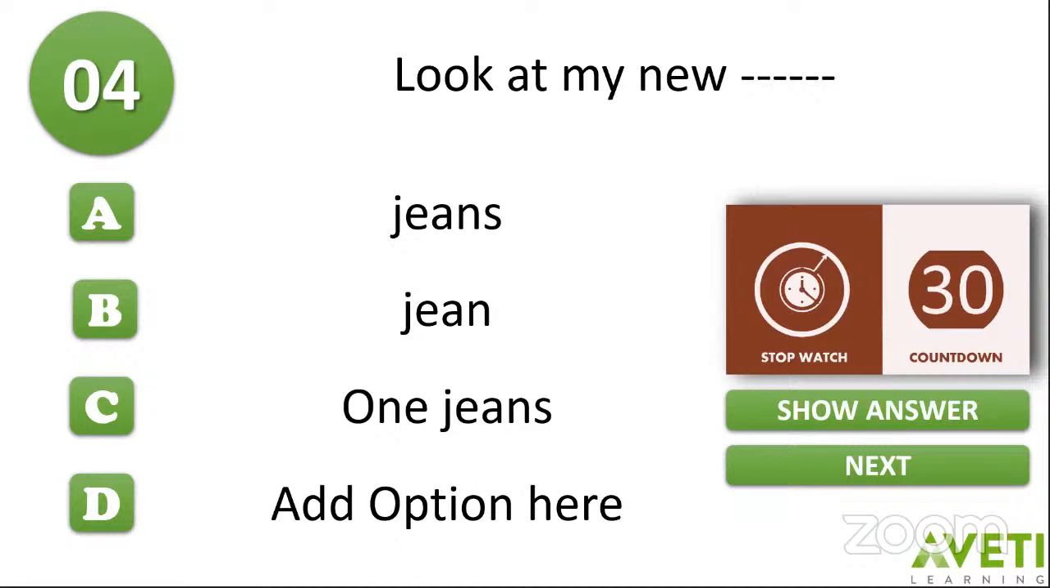All right. So let us see the right answer. The right answer, children, is jeans. Look at my new jeans, or look at my new pair of jeans. You cannot use a singular noun like jean, because the noun itself is jeans. You may think jean has a plural jeans, but no, the noun itself is jeans. So look at my new jeans. All right. So all those who have typed in A, well done.